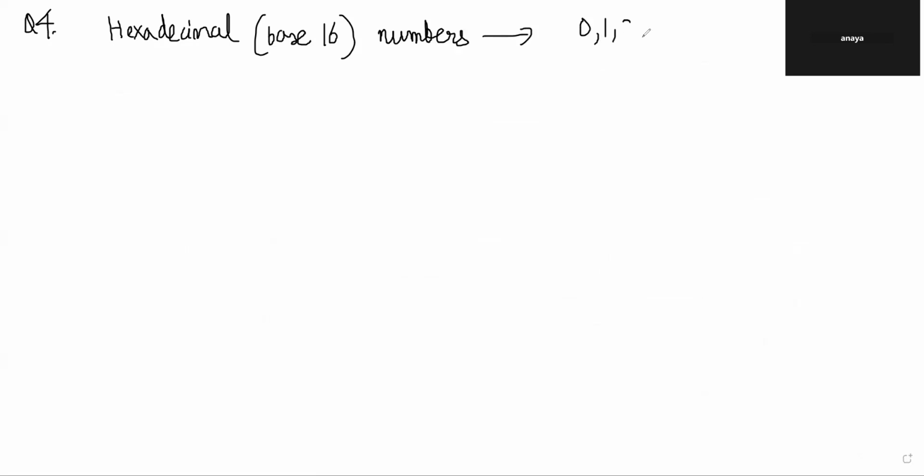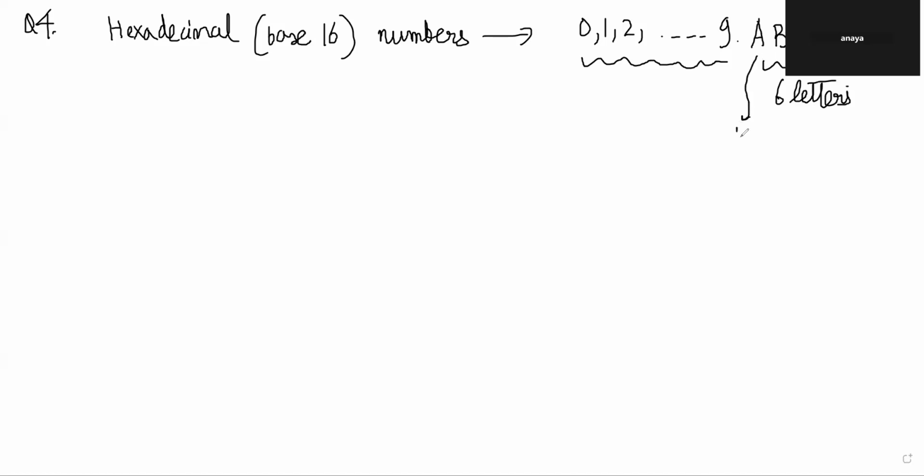Okay, next one is another AMC problem. Question 4. It says basically hexadecimal or base 16 numbers. They are written by using the digits 0, 1, 2 till 9. So this is 10 digits. And after that, you will use the letters A, B, C till F. These are 6 letters.